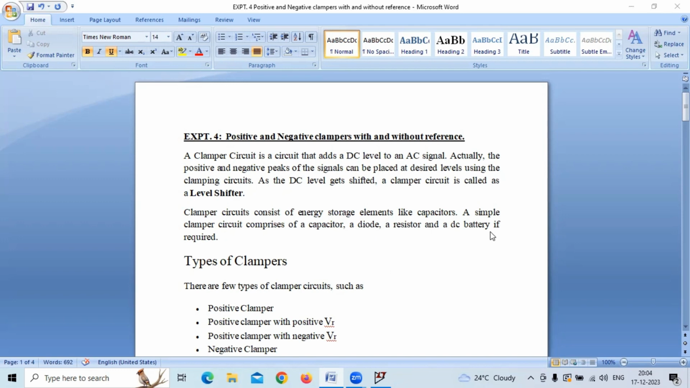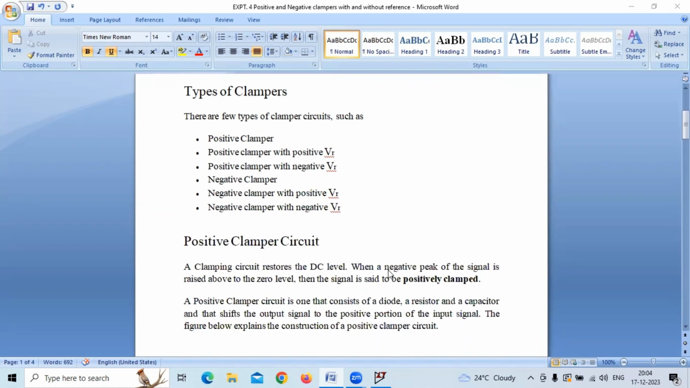Hello everyone. Today we'll perform the experiment positive and negative clampers with and without reference. We'll perform it in LT-SPICE. Let us see some theoretical part. A clamper circuit is basically seen as a level shifter.